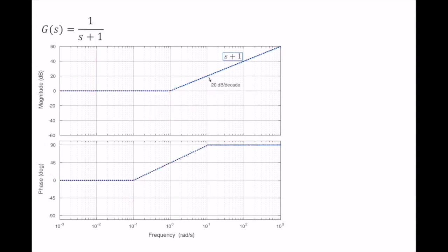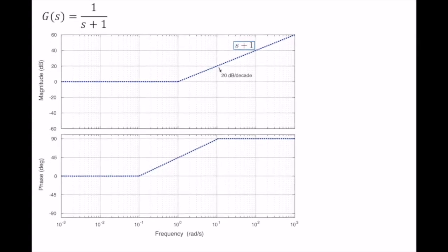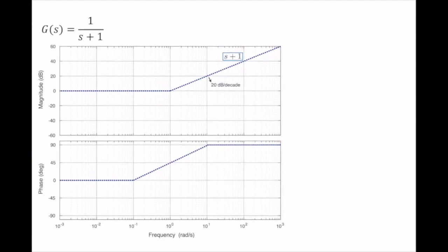Okay, now let's look at 1 over s plus 1, and we already derived s plus 1. So should I do everything again? No, because I know that. Let's assume that I know the Bode plot of a g, and I want to find the Bode plot of 1 over g. So what do I need to do that?